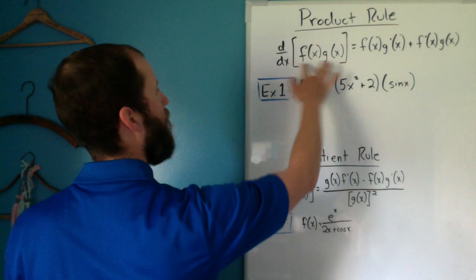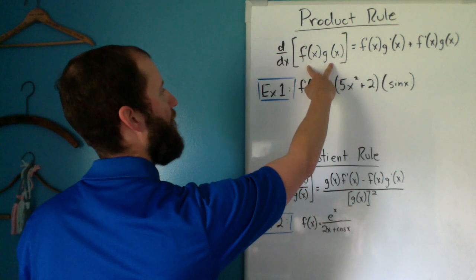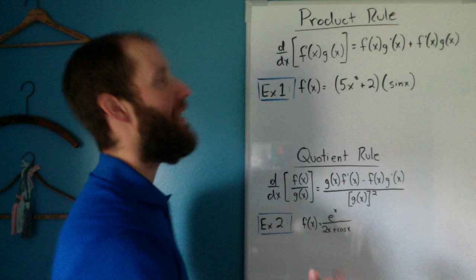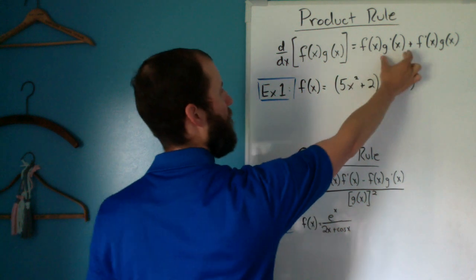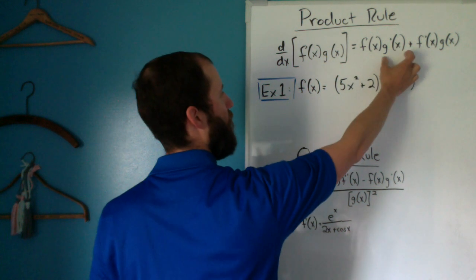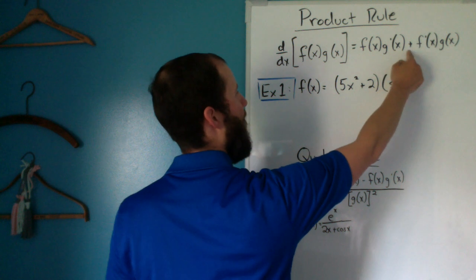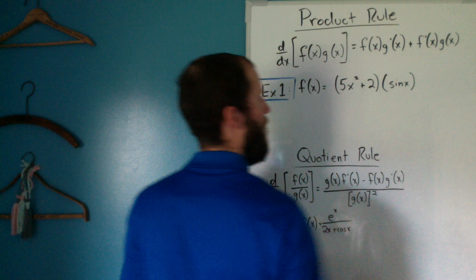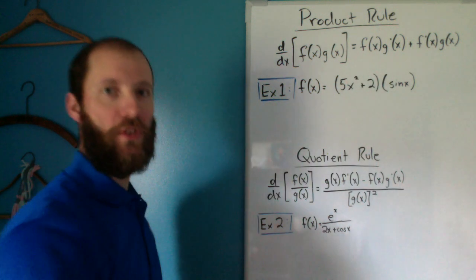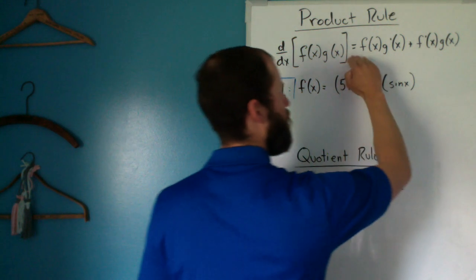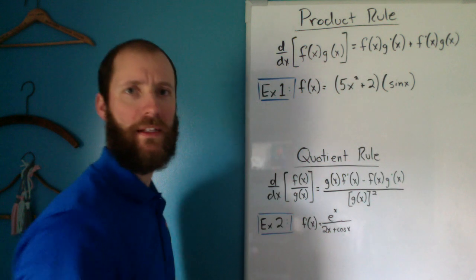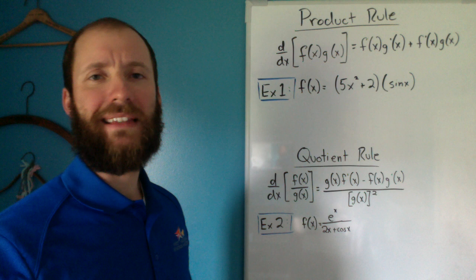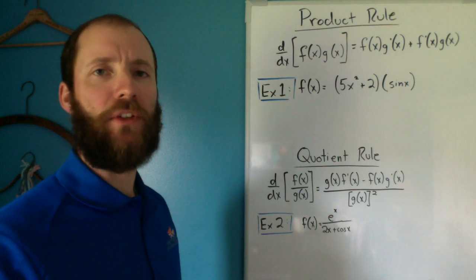So the derivative of two functions being multiplied together, f of x times g of x, ends up being f times g prime, so f times the derivative of g, and then you add f prime times g, the derivative of f times g. So there are two things you can do here. You can just memorize this formula, or you can go about a process that I like to call putting the puzzle pieces together.